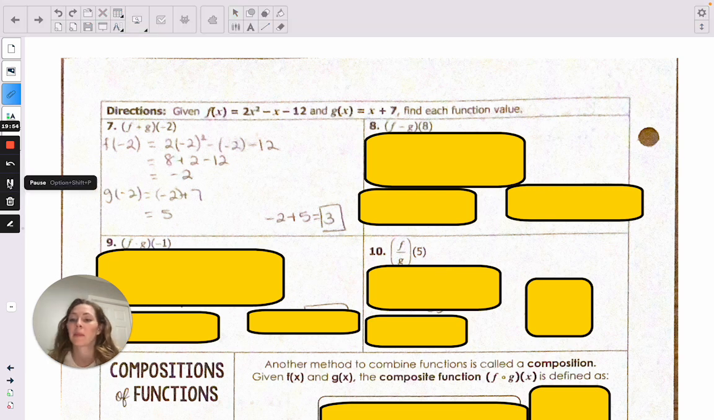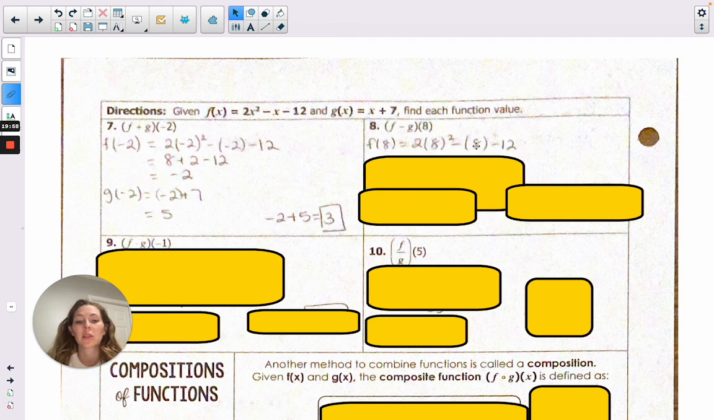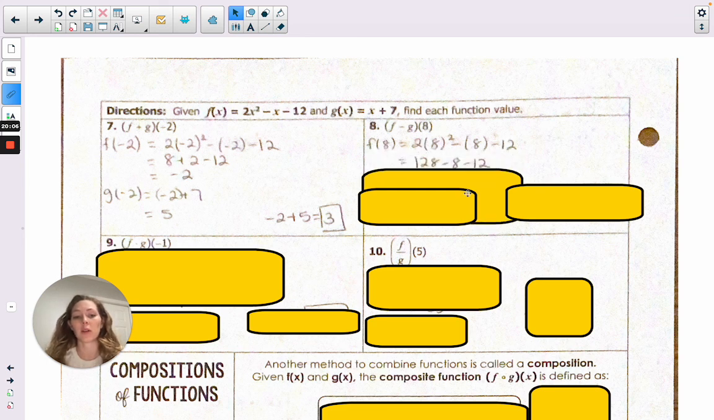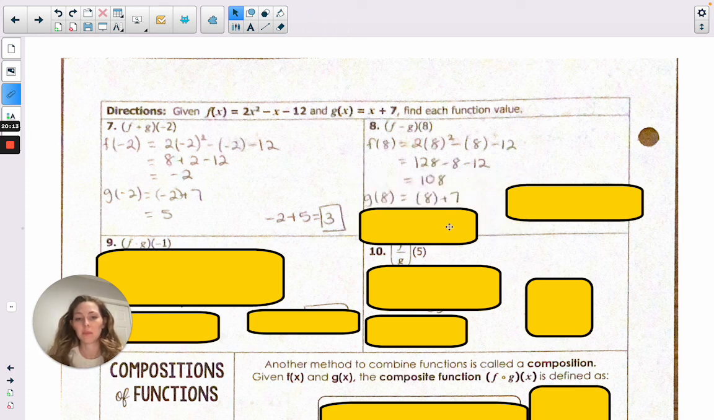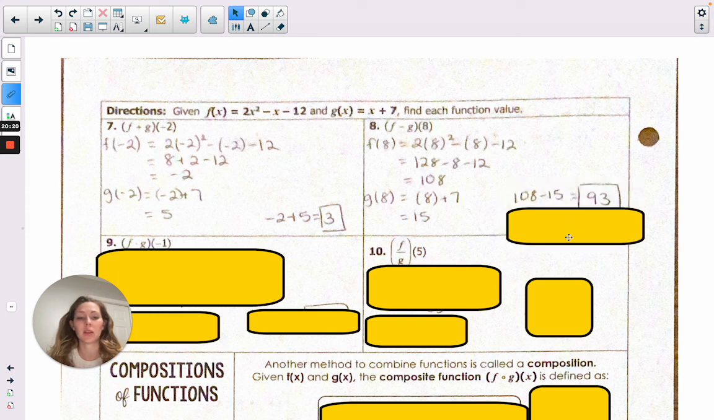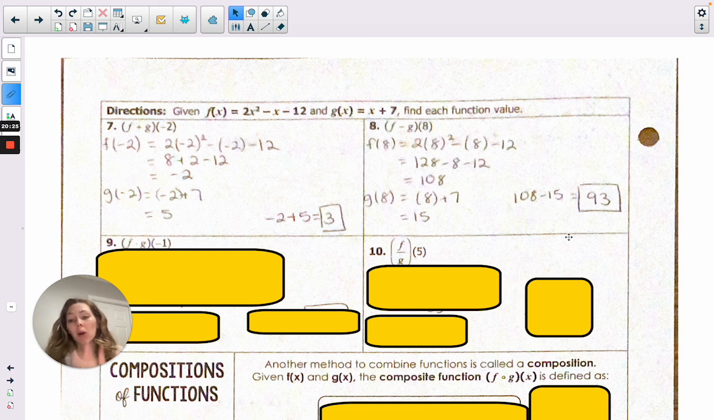All right, so hopefully you did this. f at 8. So 8 goes in all the x spots. I would square this first, get 64, and 64 times 2 is 128, minus 8 minus 12. Do that math, 108. g at 8, 8 plus 7, 15. Subtract in order, 108 minus 15, 93. Again, if I'm going too quickly, pause, but really pause, try it on your own.